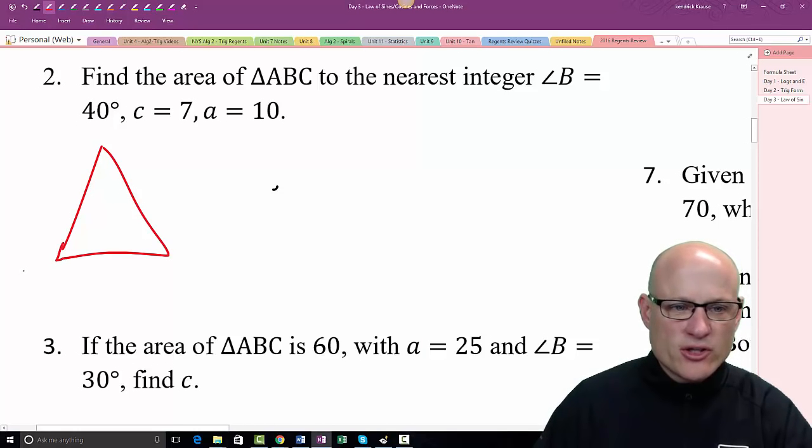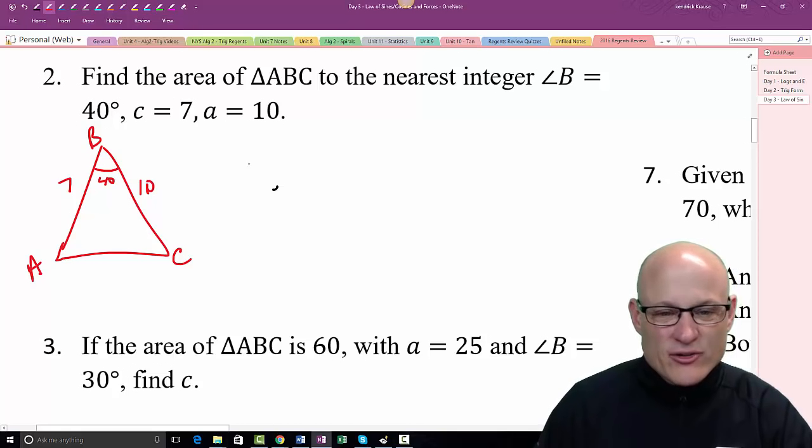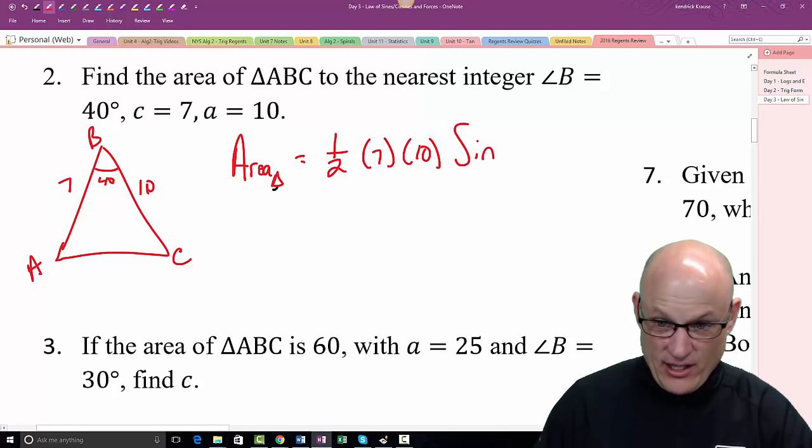Draw a triangle just so you know what's going on. A, B, C. C is 7. A is 10. And B is 40. All right. Another simple case. So area of the triangle is equal to 1/2 times 7 times 10 times the sine of 40.